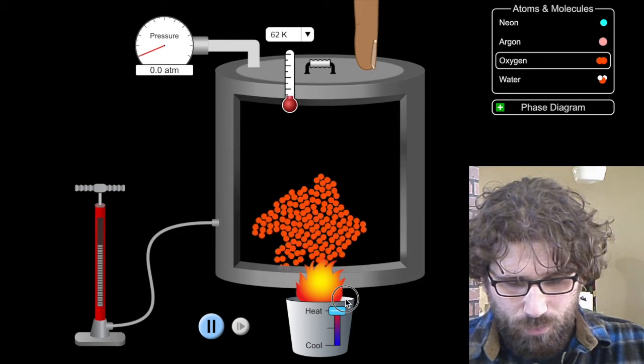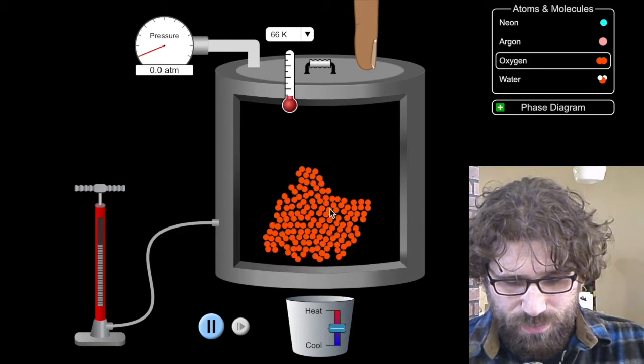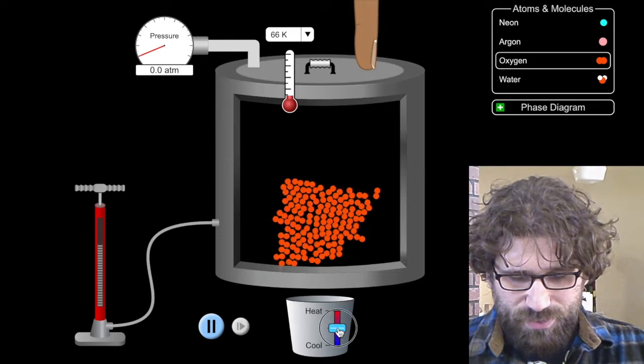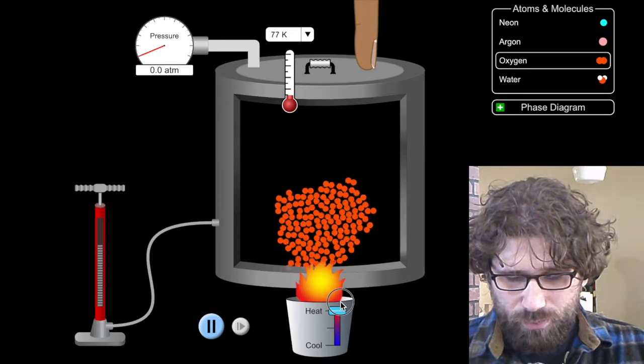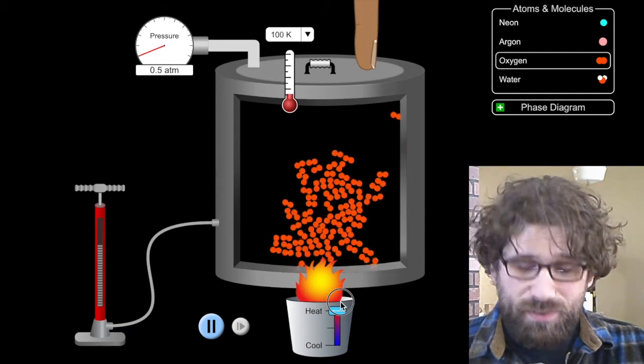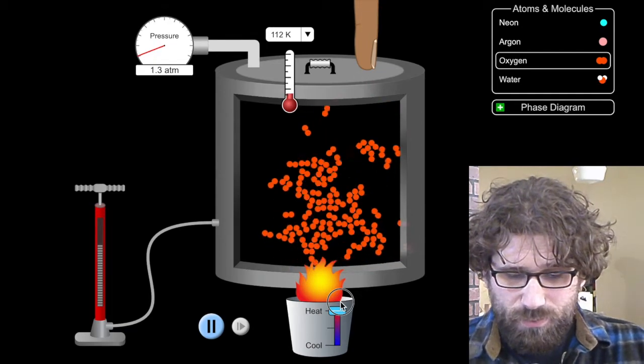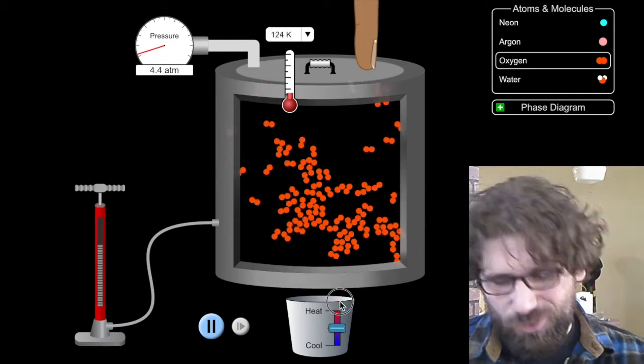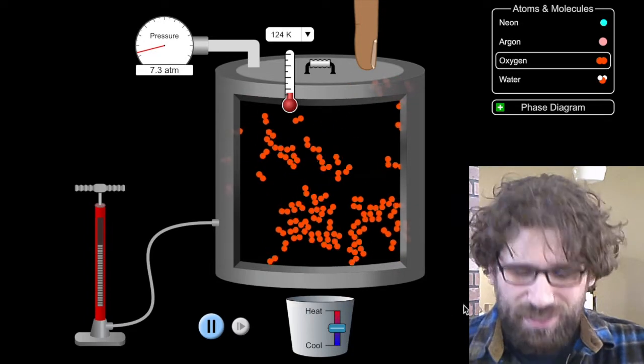Now if I increase the heat, look at that, it moves up pretty quick and something starts to happen. When I reach a certain temperature, this solid stops really being a solid. It starts to fall apart. And then it's starting to turn into a liquid and then into a gas. There's a very short while that oxygen is sitting as a liquid.